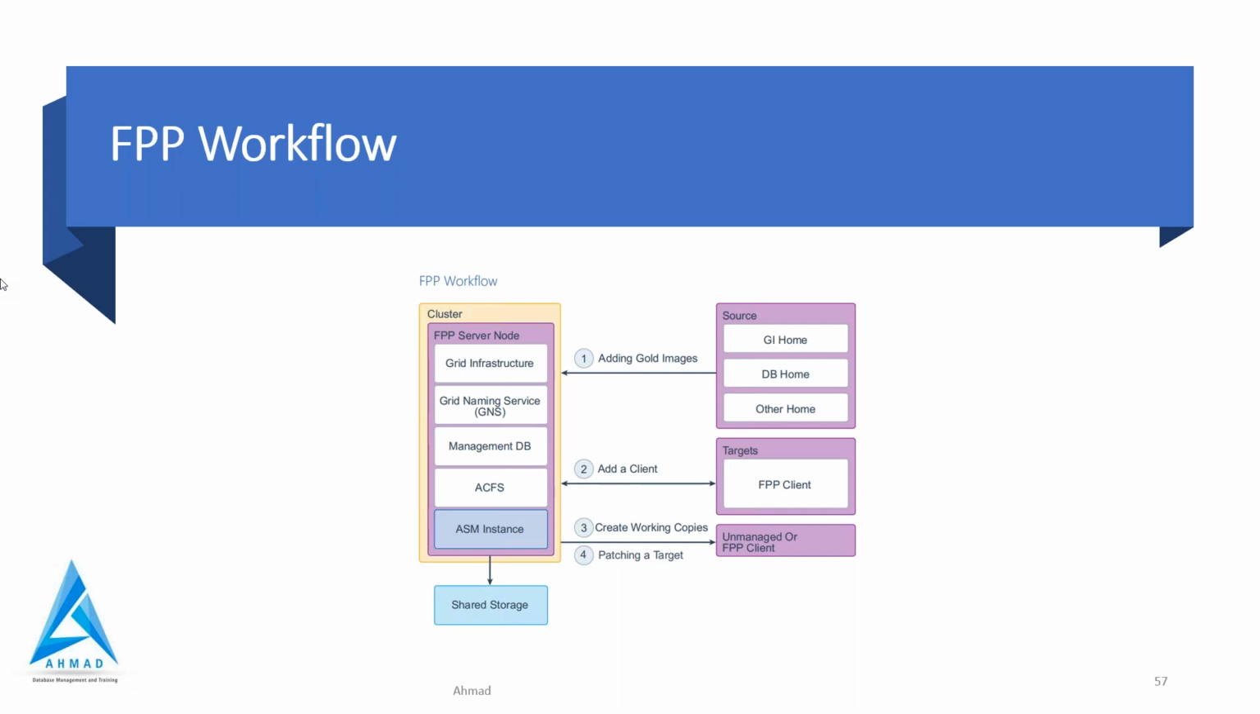Now, how does your FPP workflow happen? First, it will create a gold image for a software home that was previously installed with OUI, and use the RHPCTL import command for the first gold image. You may run this command from the RHP server or RHP client. So you can create a gold image from either a source home or from a working copy using the RHPCTL add image command. Then after that, you will add the client to the RHP server. This client is required to have the OS installed and be cluster ready. And then third, create working copies of the image on the server local file system, on the RHP client, or on an NFS mount point. And then patching a target follows a similar process. So this is the FPP workflow.